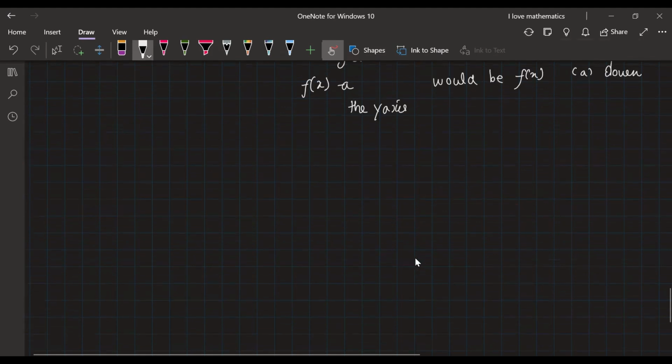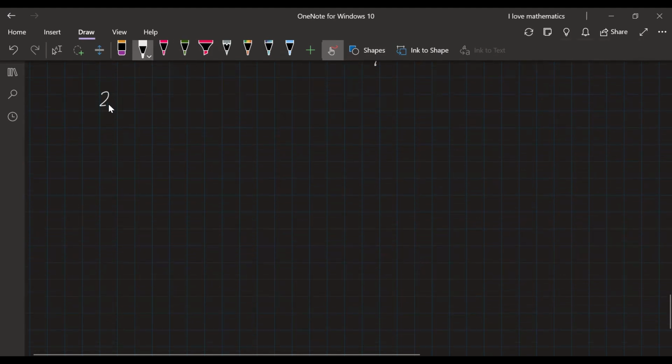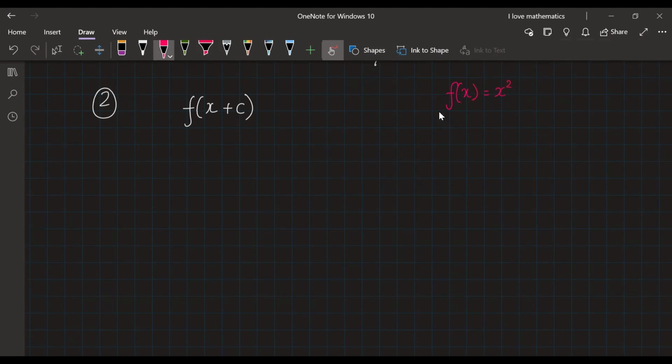Now let's talk about something really good. Second, f of x plus c. Hey, what's this? This is something new, right? Let's take a simple function. f of x is x squared. Now we know that 0 gives 0. 1 squared is 1, 2 squared is 4, 3 squared is 9, 4 squared is 16, 5 squared is 25, and so on. But what is f of x plus c?